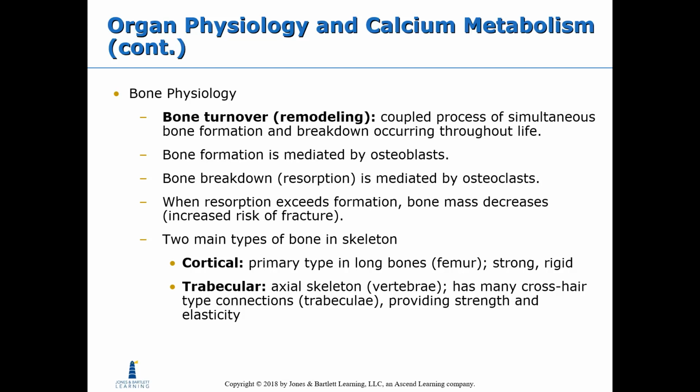Bone turnover or remodeling is a coupled process of simultaneous bone formation and breakdown occurring throughout life. Bone formation is mediated by osteoblasts. Bone breakdown or resorption is mediated by osteoclasts. When resorption exceeds formation, bone mass decreases, and that causes an increased risk of fracture. There are 2 main types of bone in the skeleton: cortical, which is the primary type in long bones like the femur, strong and rigid. And then there's trabecular, which is found in the axial skeleton, the vertebrae, and has many crosshatch-type connections, trabeculae, providing strength and elasticity.